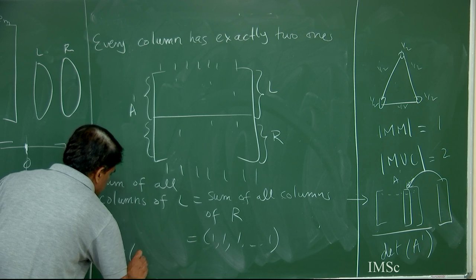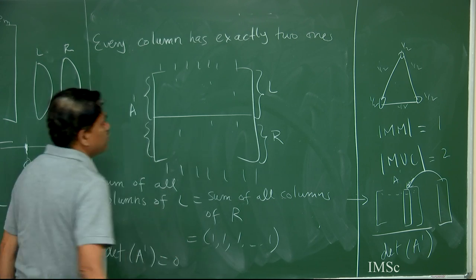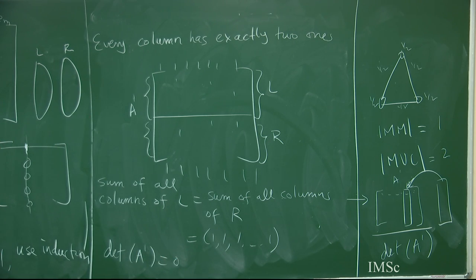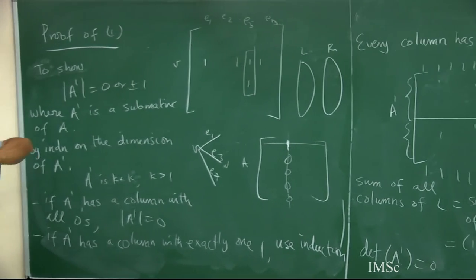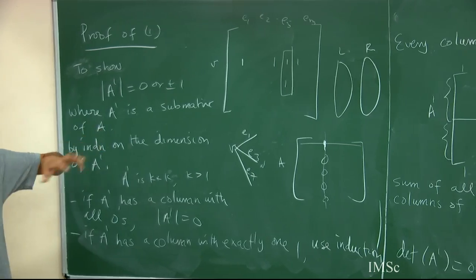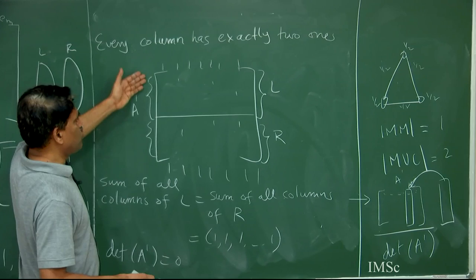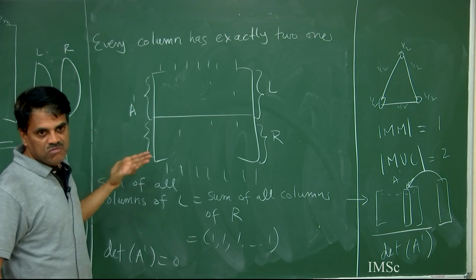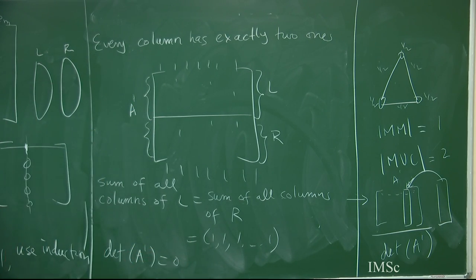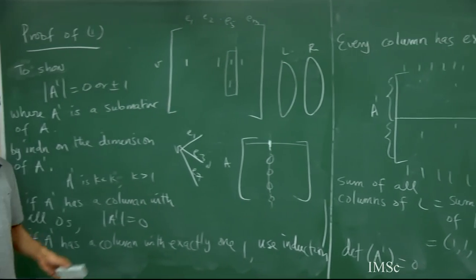Determinant of A prime. So this is where we crucially use the fact that it's a bipartite graph, and every column has 2 ones. No edge is sitting inside L or inside R. So one of the ones must be in L, one of the ones must be in R. So the sum of these rows is equal to the sum of these rows. That means there is some linear dependence, the determinant is 0.